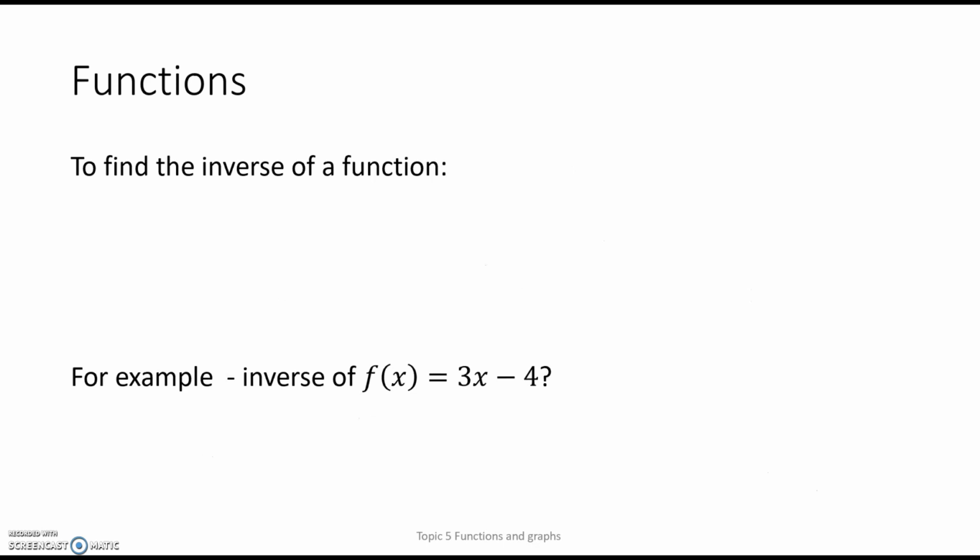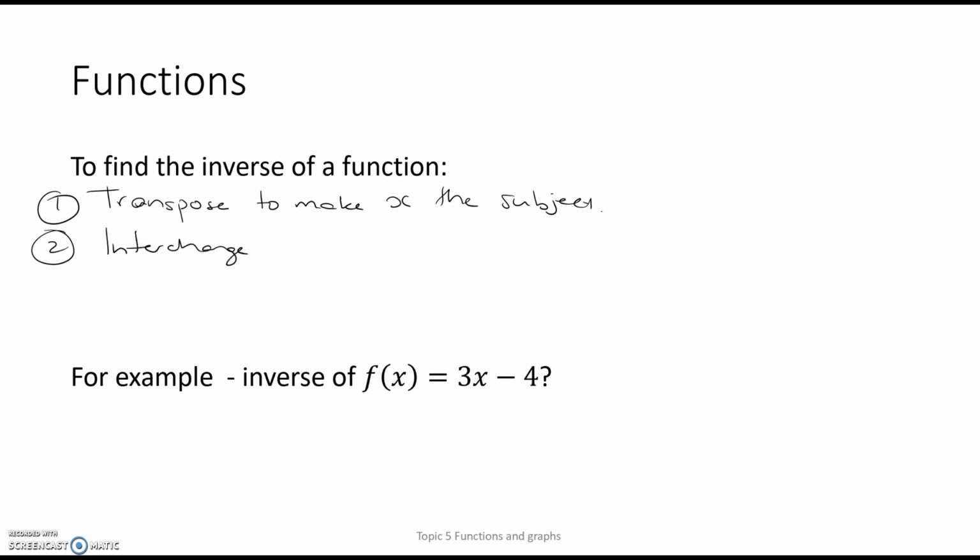So we need to be able to actually find the inverse of a function. So what we would do is we would transpose it. So now we've got x as the subject. Then we would swap over or interchange x and y. Then we would check to see that the end result is indeed a function.